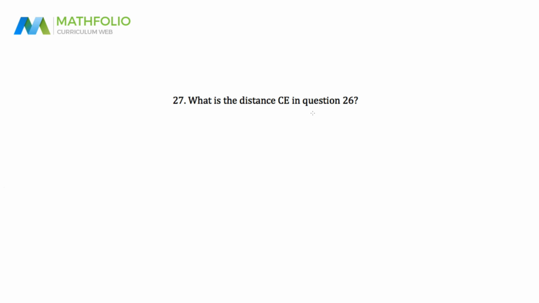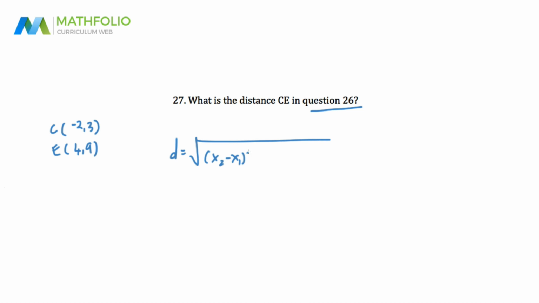27 is related to 26. It wants to know the distance. So I'm going to write down what we had in 26, which was point C is at -2, 3, and point E is at 4, 9. So when we're looking for the distance between these points, we've got to use the distance formula. So D equals the square root of x2 minus x1 squared plus y2 minus y1 squared.